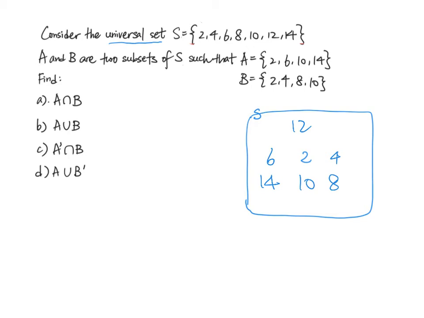And when we draw out the subset of A, it has 2, 6, 10, and 14. So basically this is the subset of A. Likewise, for subset of B, this is 2, 4, 8, and 10. Now, let's go back to the question. Question A.